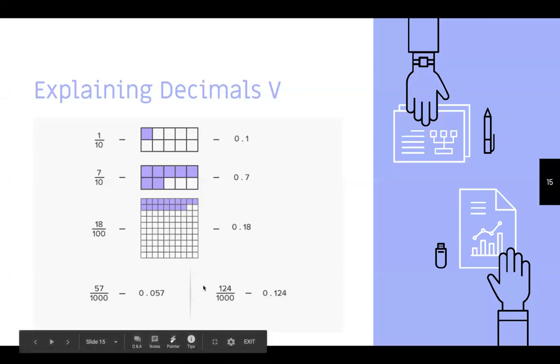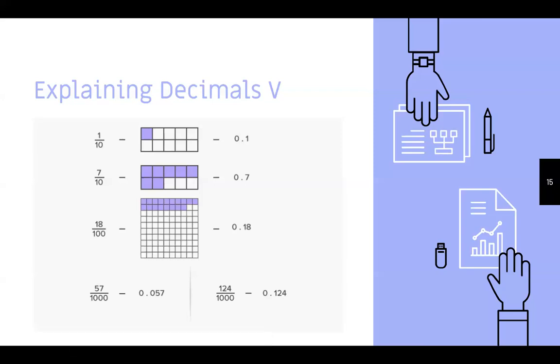And then we have 57 over 1,000. Now that's very, I won't say insignificant, but very tiny, very small. That's why they didn't do those squares. Because it would be very small with 1,000. We would have 1,000 squares, and only 57 of them would be shaded. I don't suggest getting 1,000 blocks and shading all of them.